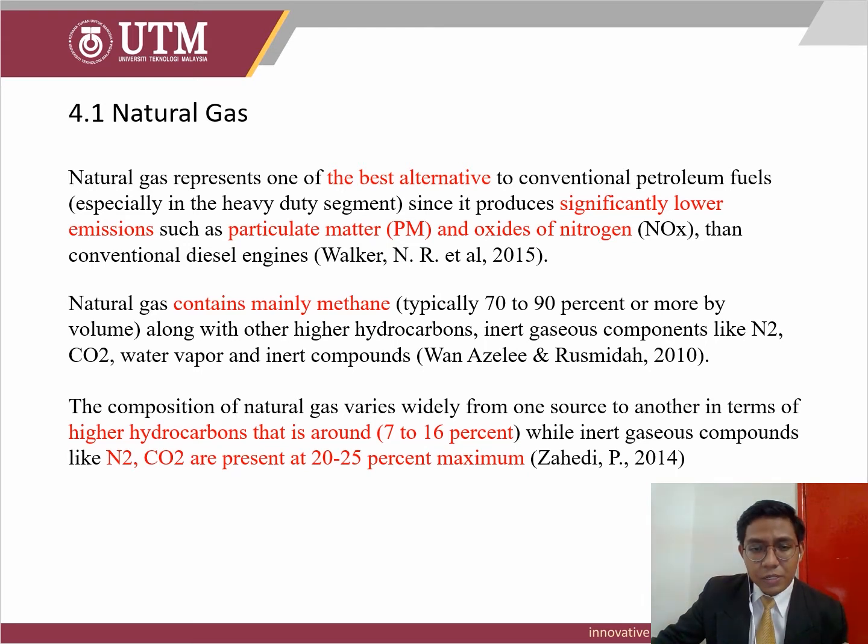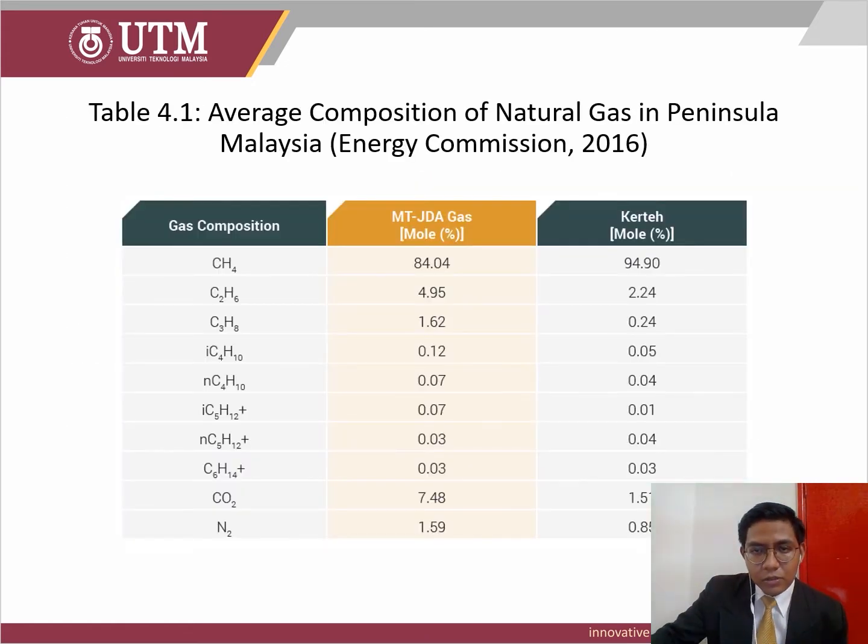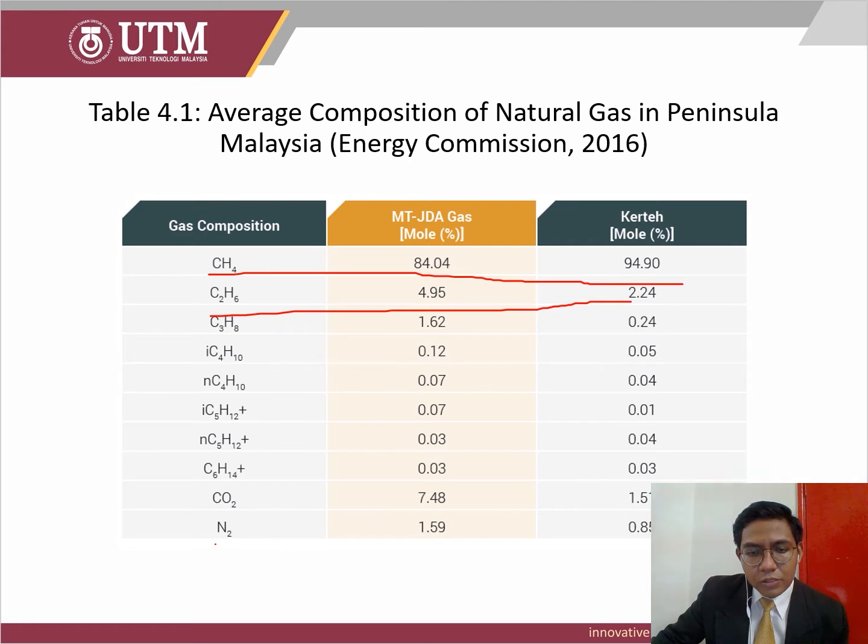The composition of natural gas varies widely from one source to another in terms of higher hydrocarbon, that is around 7 to 16%, while N2 and CO2 are present in 20 to 25% maximum. This shows that when we vary the value of the inert gases, such as the nitrogen gas, it can contribute main effect into the burning rate and the masking rate. So this is the average composition of natural gas in Peninsular Malaysia, gained by Energy Commission in the year 2016. So our focus will be on the gas composition of methane, ethane, and the nitrogen gas to their mole percentage.